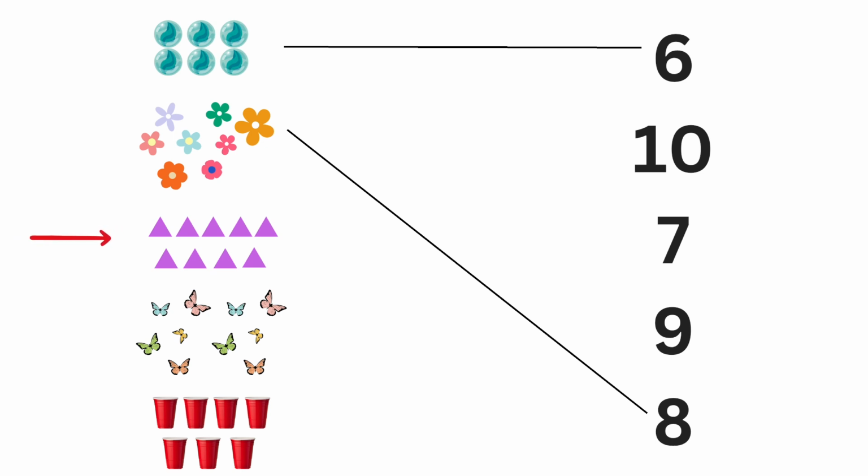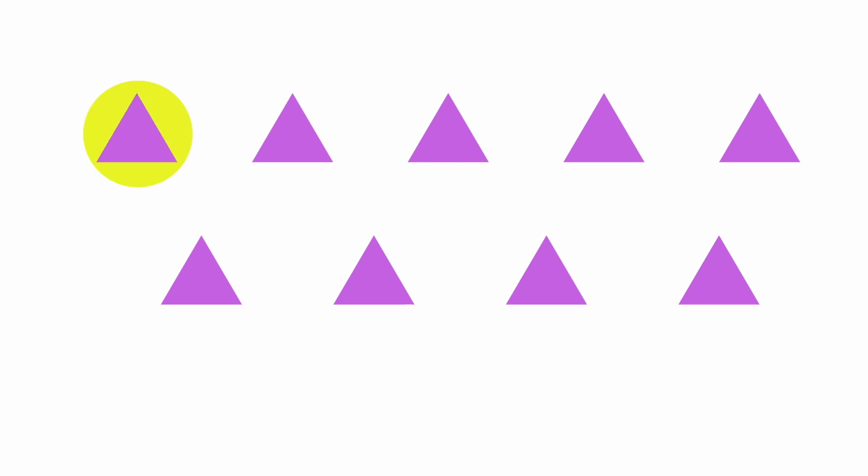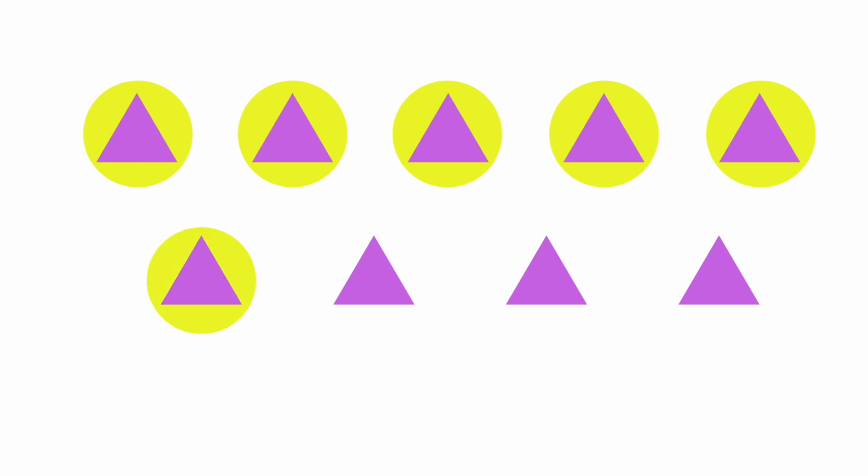How many triangles do you see? Let's count together. 1, 2, 3, 4, 5, 6, 7, 8, 9. You are doing great. I see 9 triangles.